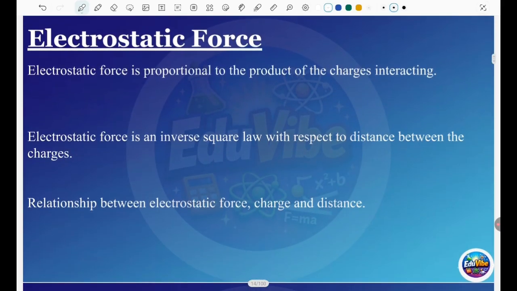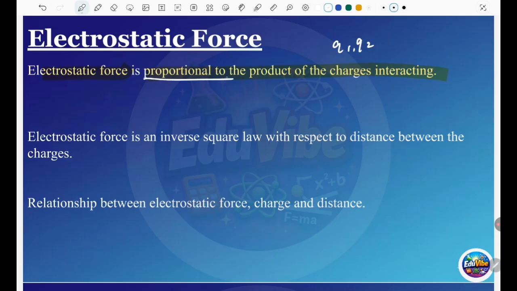So firstly, how can we make the Coulomb's law equation? For this, we have to know some terminology. Electrostatic force is proportional to the product of the charges interacting. In electrostatic force, we have two charges. We name them charge 1 and charge 2. In the previous lesson, we worked with two charges in direct contact when we did conduction. So those are the two charges we consider in the electrostatic force now.